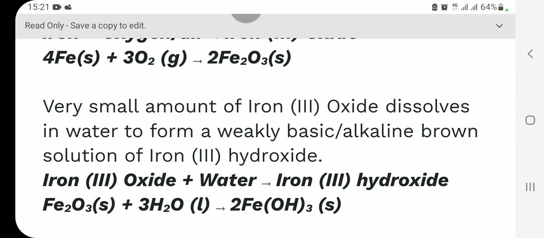A very small amount of iron(III) oxide dissolves in water. We have calcium and iron oxides, which are slightly soluble in water, and they form a hydroxide. If you take an oxide of a metal and add water, you get a hydroxide. We have iron(III) hydroxide, like the others: calcium hydroxide, magnesium hydroxide, sodium hydroxide. That's because we took each oxide, like magnesium oxide plus water, and you get a hydroxide of the metal.